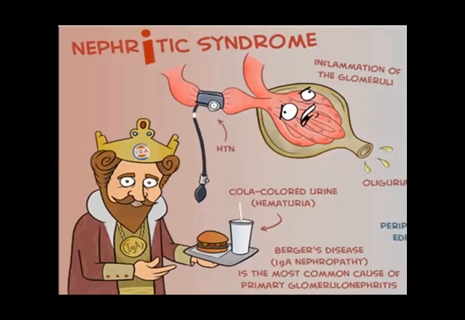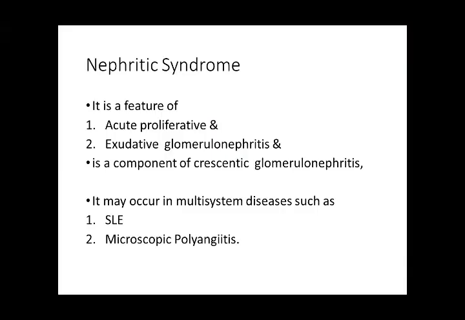All nephritic syndromes are prone to progress further into another syndrome, rapidly progressive glomerulonephritis. Rapidly progressive glomerulonephritis may feature crescent formation, right? Nephritic syndrome is a feature of acute proliferative exudative glomerulonephritis, a component of crescentic glomerulonephritis. It may be in multisystem.